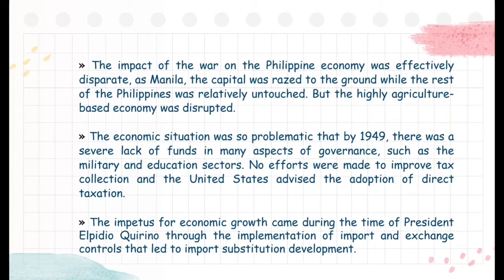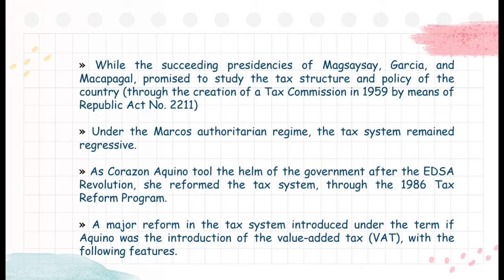New tax measures were also passed, which include higher corporate tax rates that increased government revenues. Tax revenue in 1953 increased twofold compared to 1948, the year when Quirino first assumed presidency. President Elpidio Quirino marked his place in the Philippine tax system by raising direct taxes and reducing the indirect taxes. The succeeding presidencies of Magsaysay, Garcia, and Macapagal promised to study the tax structure and policy of the country through the creation of a tax commission in 1959 by means of Republic Act No. 2211 to make way for a more robust and efficient tax collection scheme.